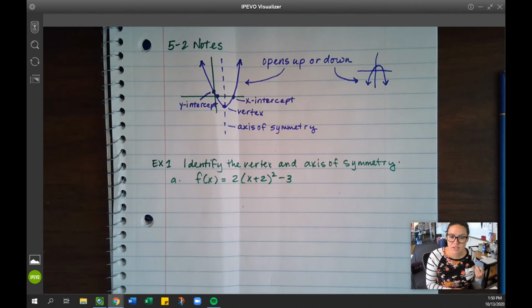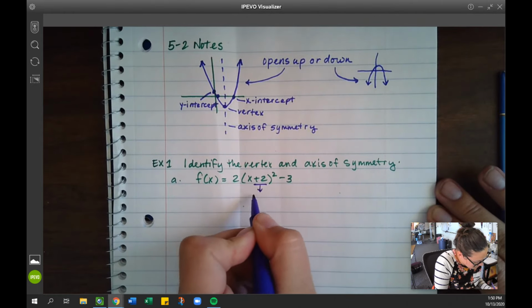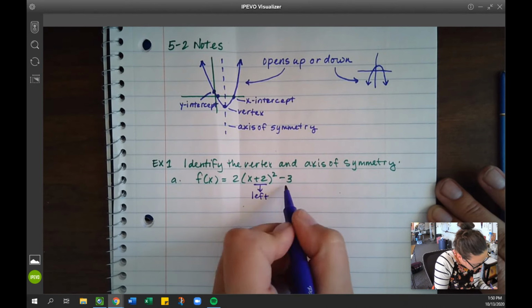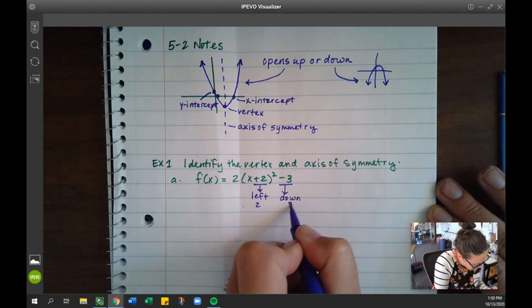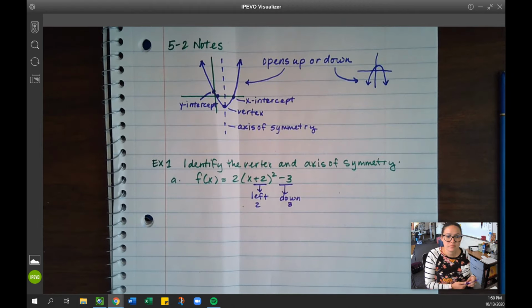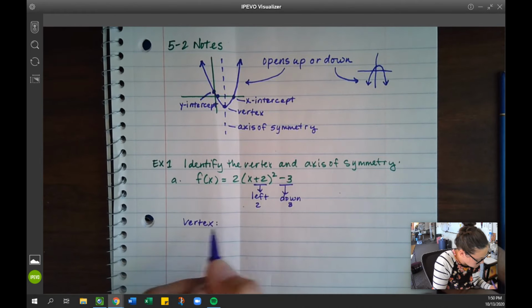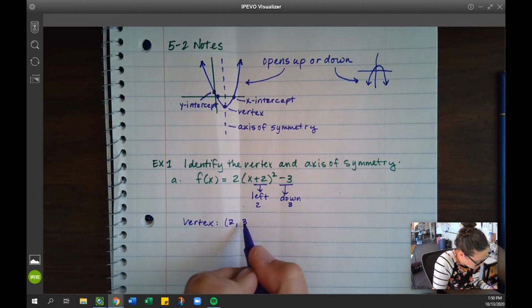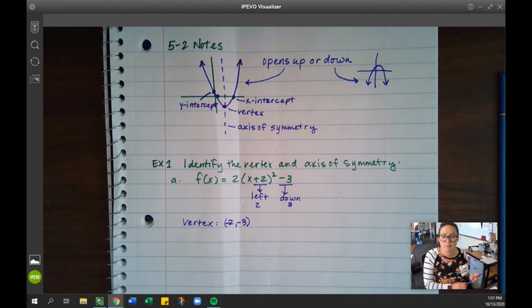All right, so we are going to use transformations to identify the vertex here. So this plus 2 means that we go left 2. And this minus 3 means that I'm going down 3, which means that my vertex is negative 2, negative 3. Because I'm going to go down and to the left.